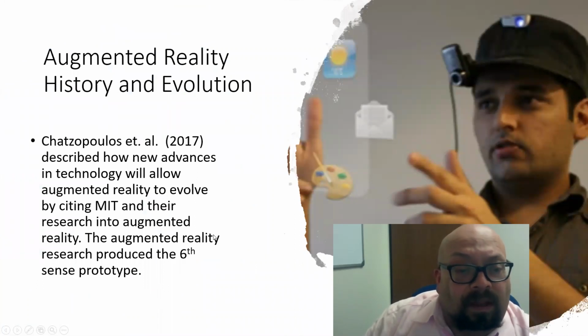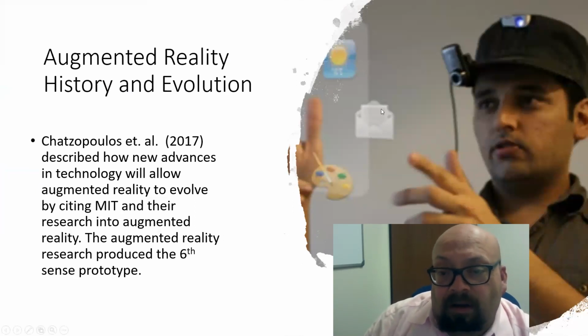Okay, and then Chatzopoulos and other researchers in 2017 conducted a study about the advances in technology that are evolving as a result. MIT researchers have experimented with Sixth Sense technology, and this right here is a prototype of how Sixth Sense technology and augmented reality will be working together.